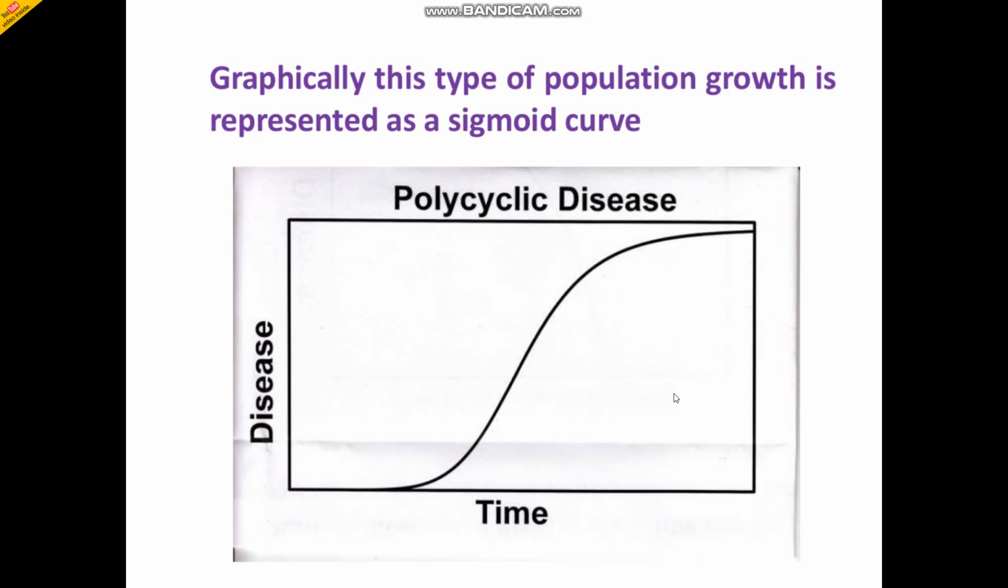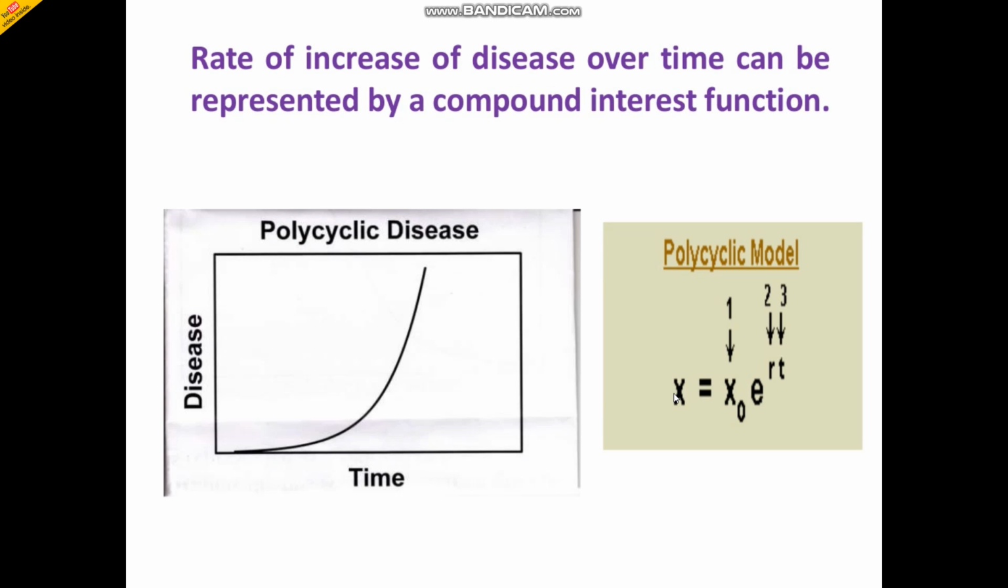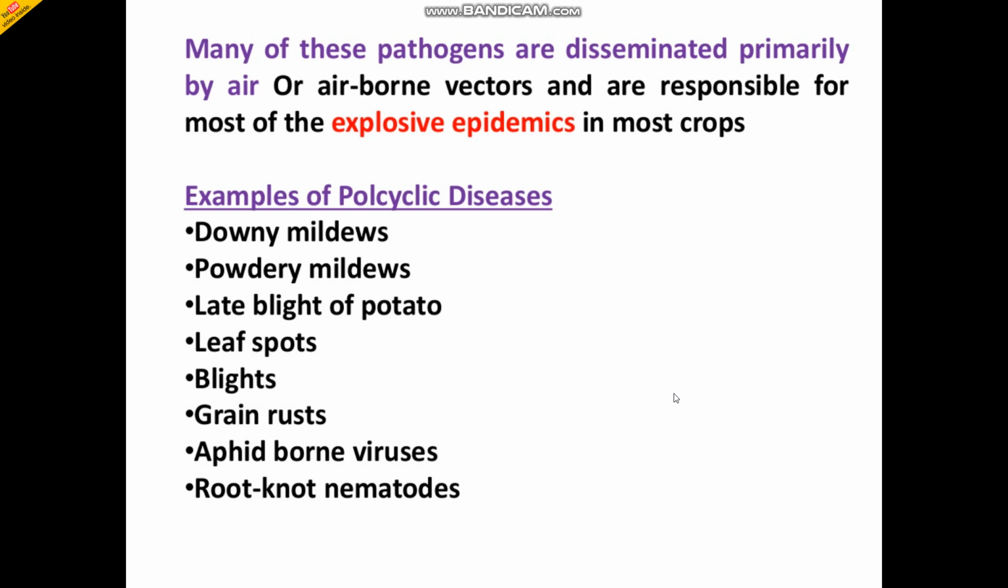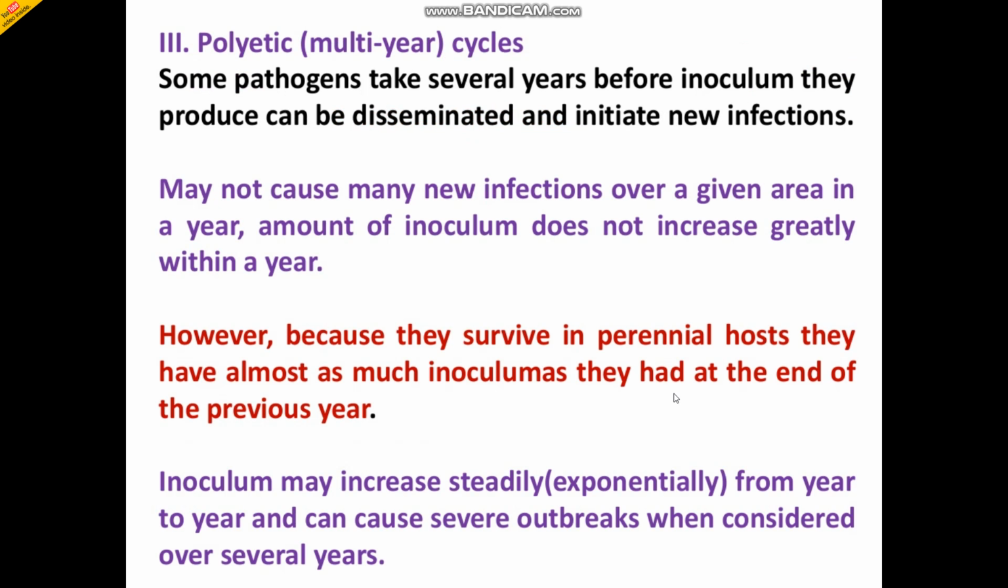Here is the graphical representation. This type of population growth is represented as a sigmoid curve. The rate of increase of disease over time can be represented by a compound interest function. Many of these pathogens are disseminated primarily by air or airborne vectors, and they are responsible for most of the explosive epidemics in most crops. Examples of polycyclic disease are downy mildew, powdery mildew, late blight of potato, leaf spots, blights, green rust, aphid-borne virus, and root knot nematode.